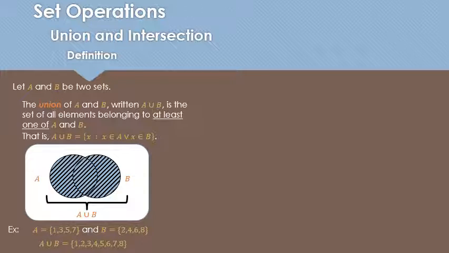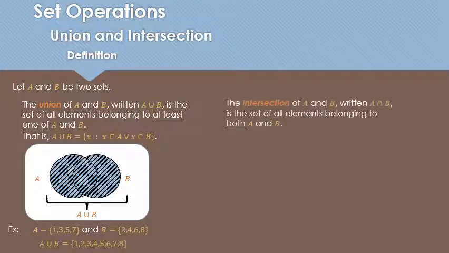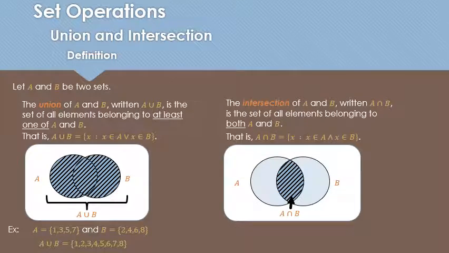The other operation we encounter first is the intersection of A and B. A ∩ B is how it's notated, and this is the set of all elements belonging to both A and B. So in order to be in the intersection, you have to be in A and you have to be in B. Hence, A ∩ B is the set of all x such that x is in A and x is in B. That looks like this in a Venn diagram.